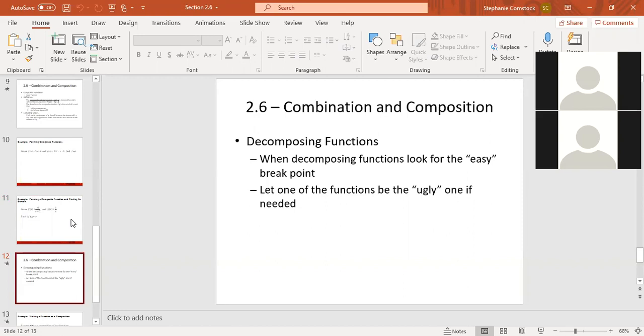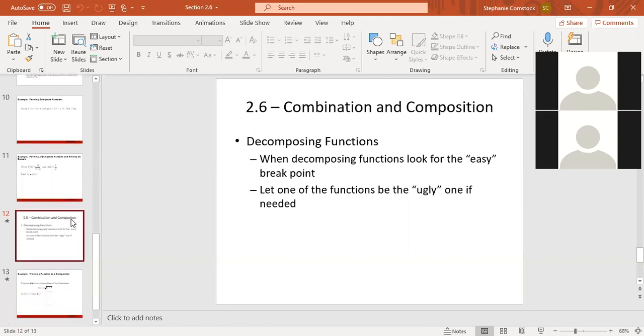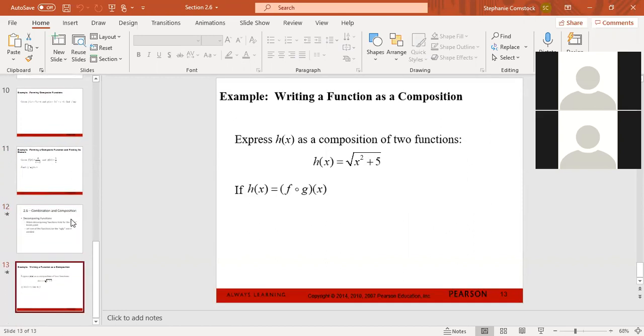Same thing if I see a fraction and I've got a whole bunch of junk on the underneath. All that junk on the underneath is going to be one of my equations. The other one will be a fairly clean and simple equation for that other thing. So we've got h of x is the square root of x squared plus 5. The one thing you do need to pay attention to is which order they're doing the composition, f of g or g of f. For this one, they're doing f of g of x.